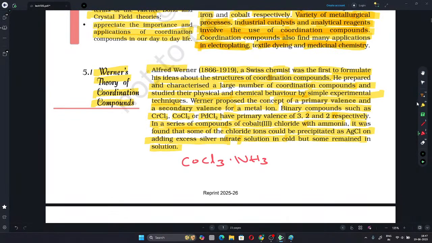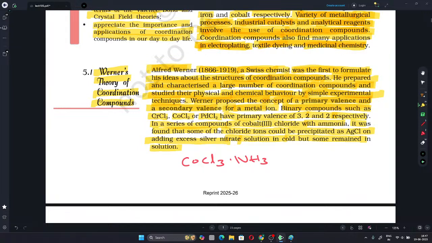Let's read again. Alfred Werner, 1866 to 1919, a Swiss chemist, was the first to formulate his ideas about structures of coordination compounds. He prepared and characterized a large number of coordination compounds and studied their physical and chemical behavior by simple experimental techniques. Werner proposed the concepts of a primary valence and a secondary valence for a metal ion.